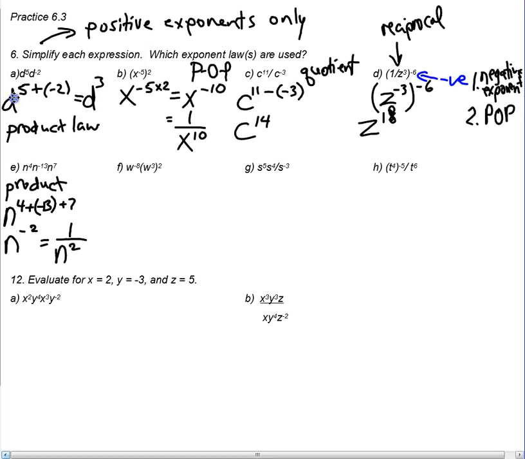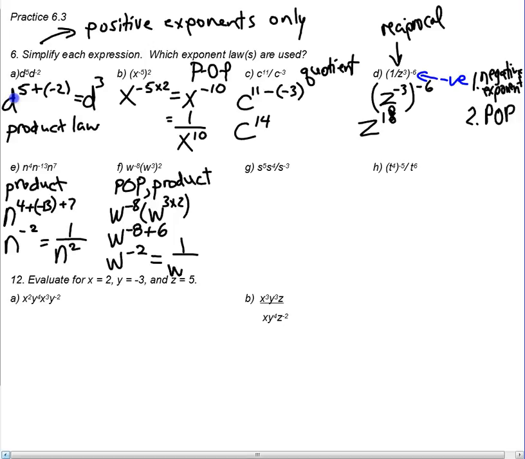In F, we're going to be applying the power of a power law followed by the product law. And a little bit of order is important here. We have to do brackets first. There's nothing to do in brackets, but we do have an exponent on that bracket, so we're going to take w to the negative 8, multiply that by w to the 3 times 2, and that's w to the negative 8 plus 6, because 3 times 2 is 6, so that would give us w to the negative 2, and then that's going to require us to use the negative integer exponent definition, which is 1 over the base to the positive 2.